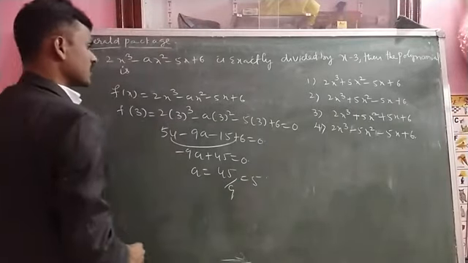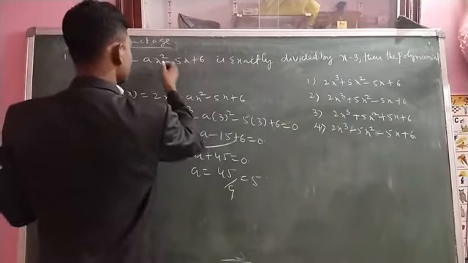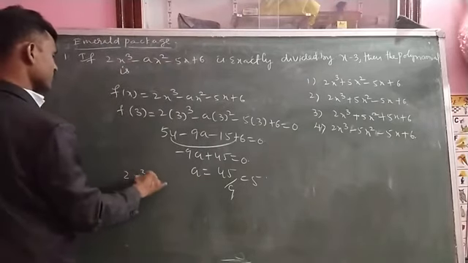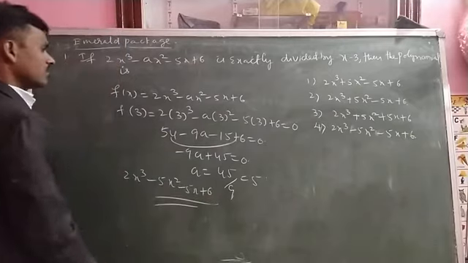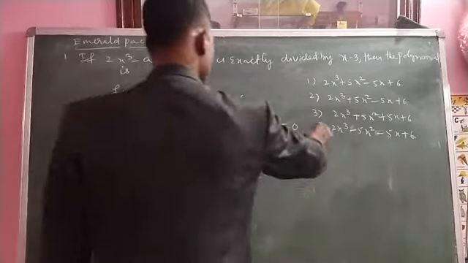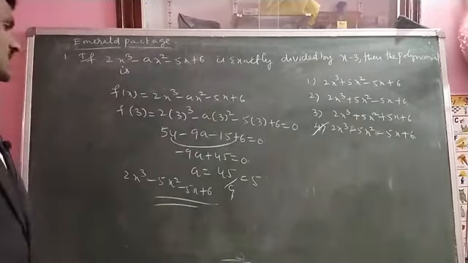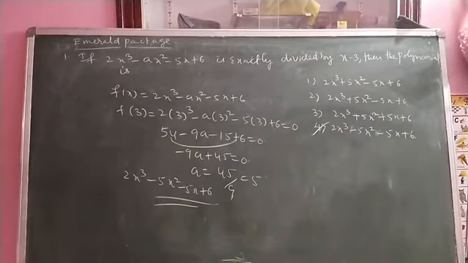We know the value of a, so substituting it, we write 2x cube minus 5x square minus 5x plus 6. This is the polynomial. See here, it is the fourth option: 2x cube minus 5x square minus 5x plus 6. Note down.